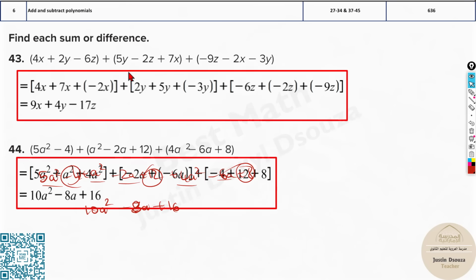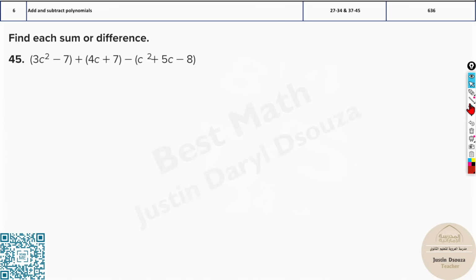Even over here, you can easily multiply the signs and solve them up. Last one, let's quickly do this one. It is 3c power 2 minus 7 plus 4c plus 7 minus c squared plus 5. Sorry, now minus has been multiplied. So it's not minus 5. It is, sorry, it's not plus 5. It's minus 5 and plus 8.